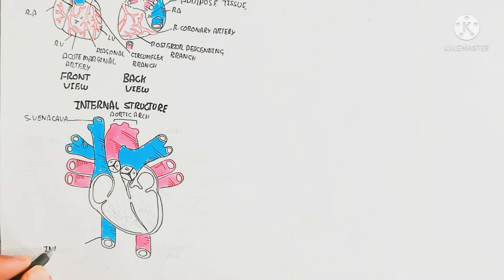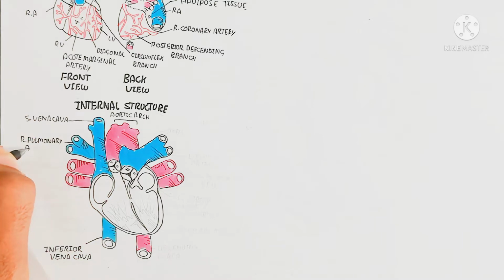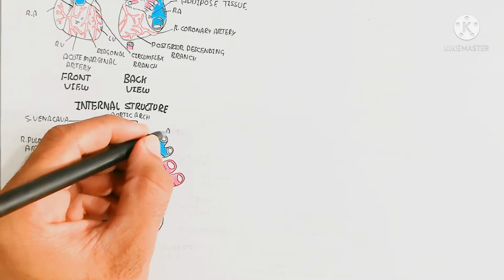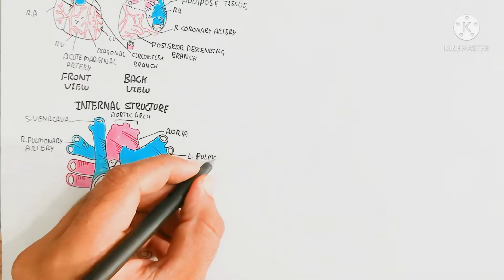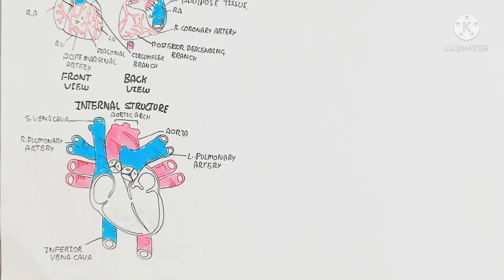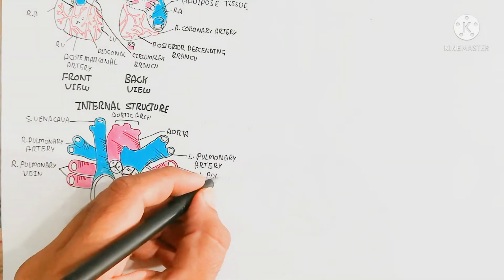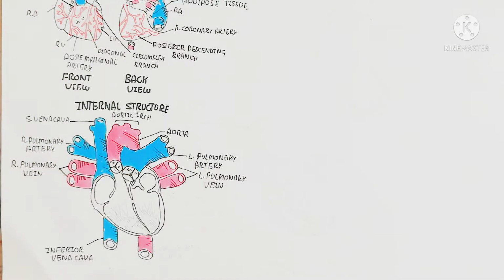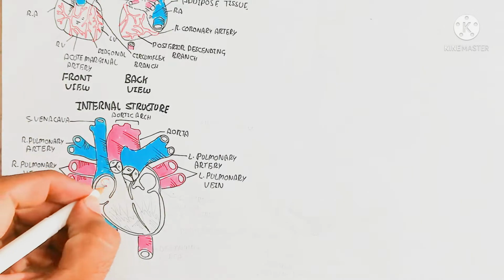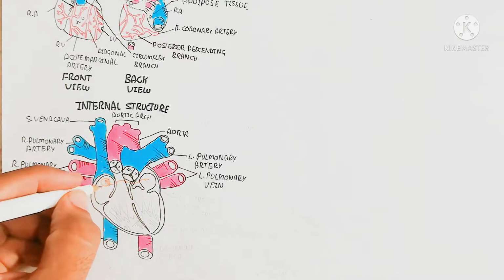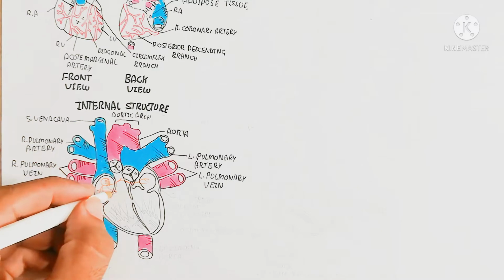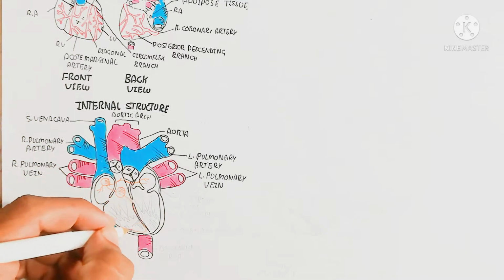Here we will discuss the internal structure. This is the superior vena cava and aortic arch, which contains the aorta, and here is the right pulmonary artery and left pulmonary artery, while on the downside the red color shows the pulmonary vein, because it drains the blood into the heart. So this is a vein but contains oxygenated blood, as compared to the other veins, which contain deoxygenated blood.